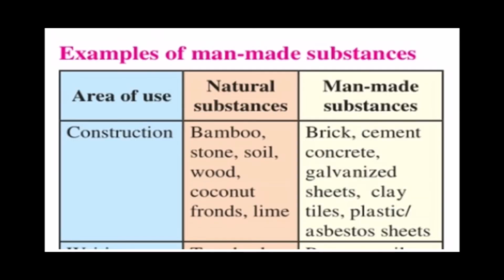Examples of man-made substances. Area of use: construction. Natural substances: bamboo, stone, soil, wood, coconut fronds, lime. Man-made substances: brick, cement, concrete, galvanized sheets, clay tiles, plastic, asbestos sheets.